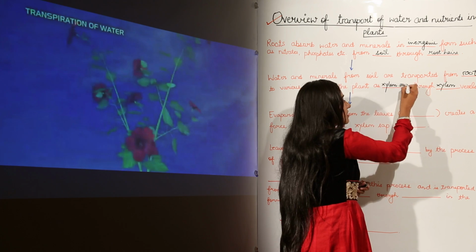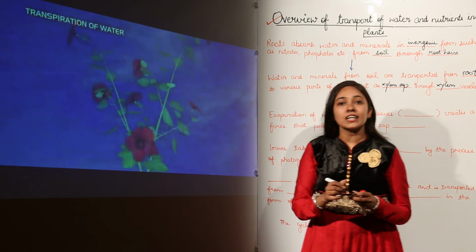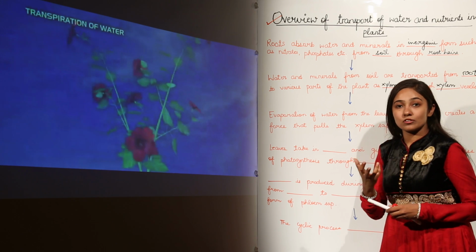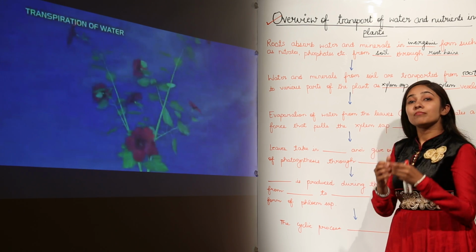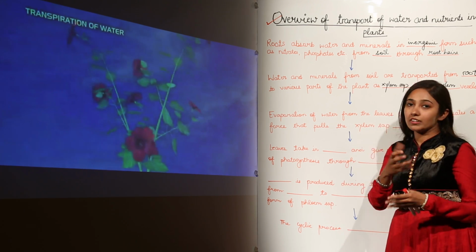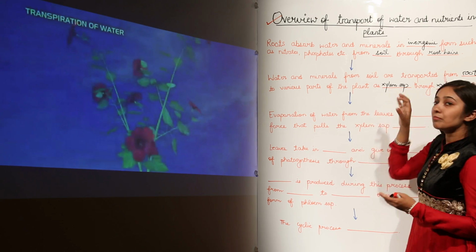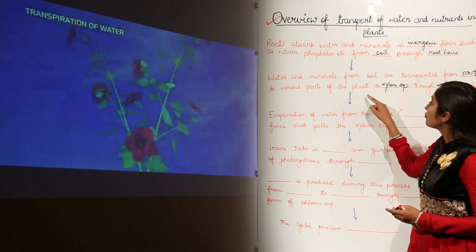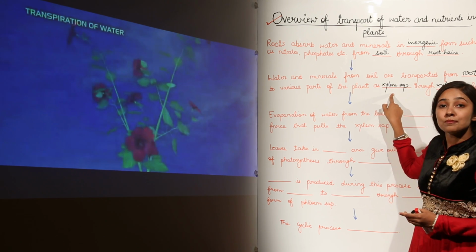So xylem sap is nothing but water containing minerals. Why does this water contain minerals? Because water is a universal solvent and it is going to dissolve many solutes in the form of what? In the form of minerals. So water containing minerals that is transported through the xylem vessels, that water is known as what? It is known as xylem sap.